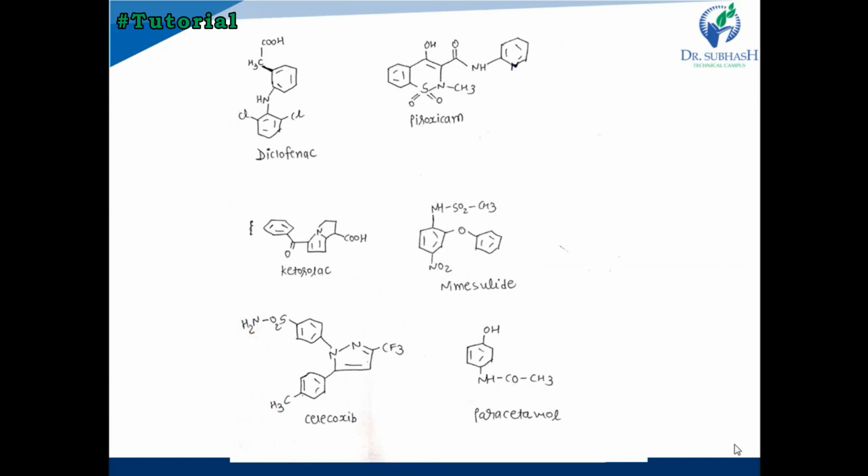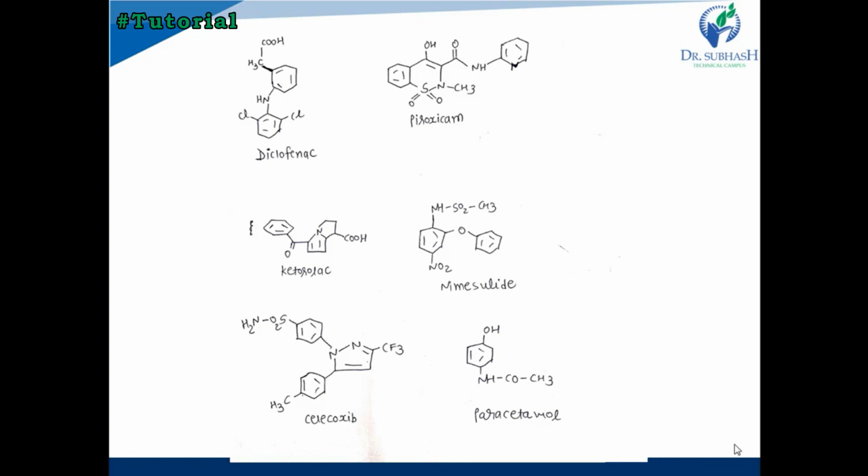Then the category is aryl acetic acid derivative, and in that the examples are diclofenac and tolmetin. Here we have included the structure of diclofenac. The class is aryl acetic acid. See, in the structure of diclofenac there is a benzene ring having acetic acid, CH2COOH, which means aryl acetic acid derivative.